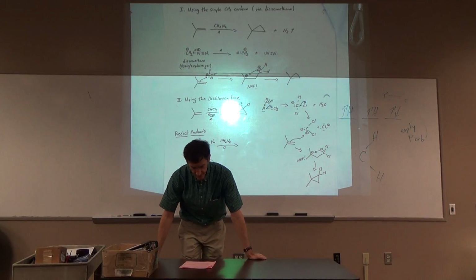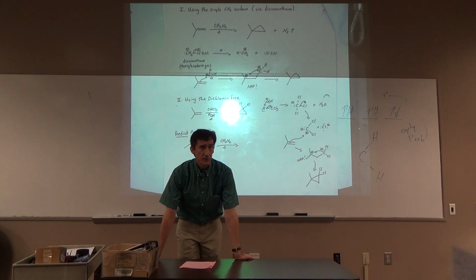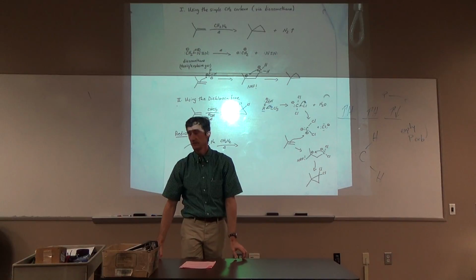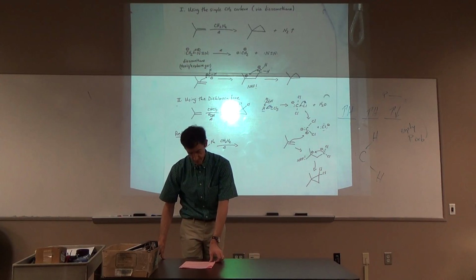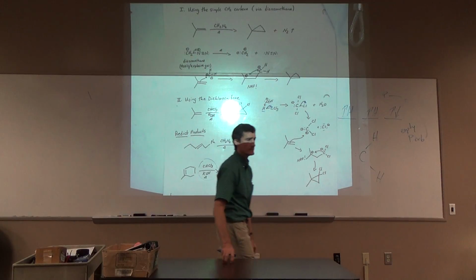On Wednesday we'll look at Roman numerals 5 and 6. Please look ahead at those. Those are alternative ways of hydrating an alkene: oxymercuration and hydroboration.